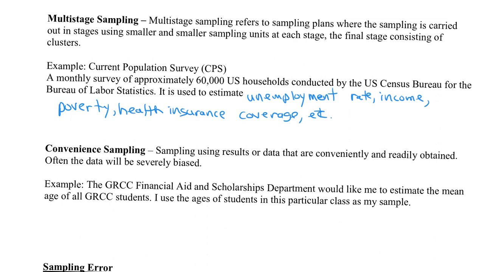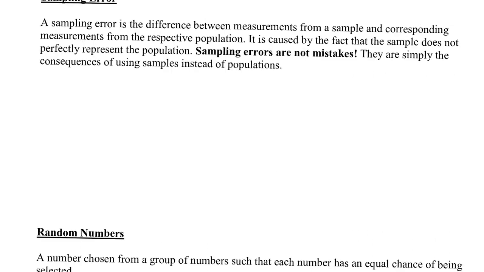There's a phrase that we'll see that's a little bit misleading called sampling error, and this is just the difference between measurements from a sample and the corresponding measurements from the respective population. It's just because of the fact that the sample does not perfectly represent the population. But the thing that's misleading is the name. So sampling errors are not mistakes. They're simply the consequences of using samples instead of the population.